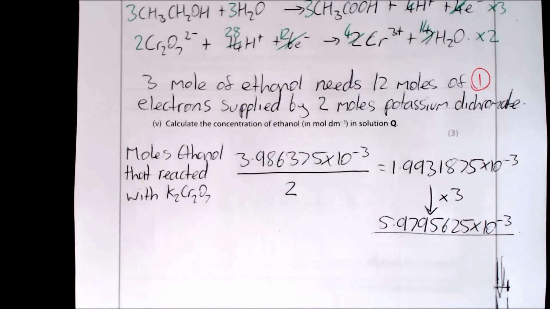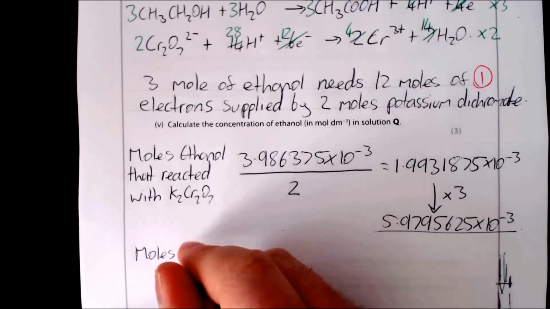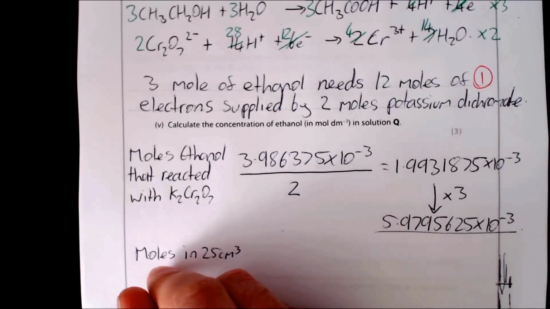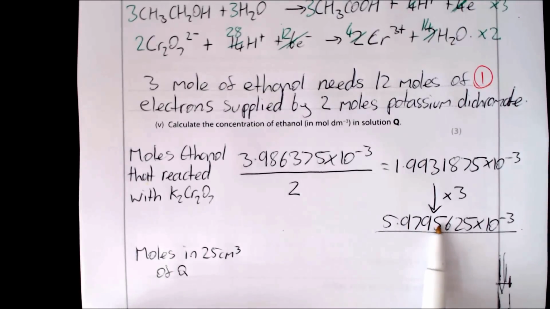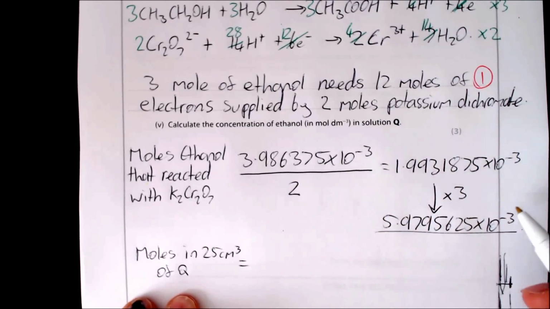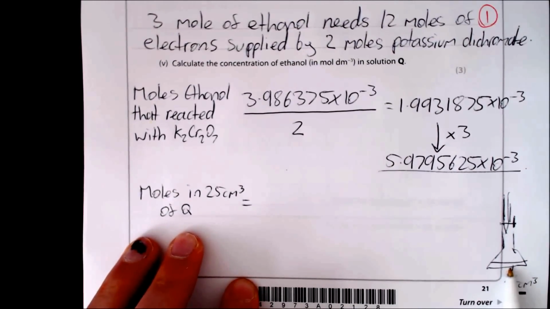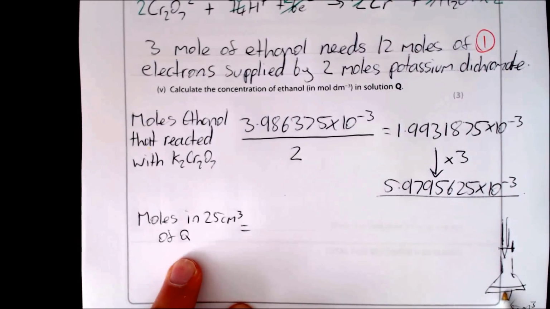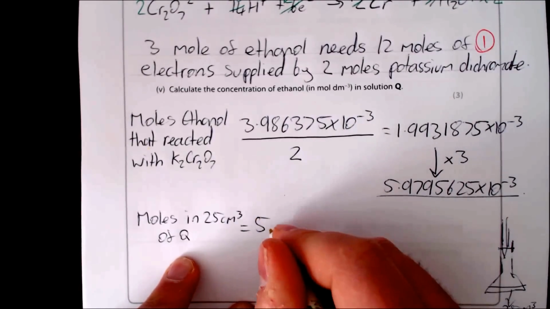So to do that, this is the tricky bit. I'll just write it over here to make it really clear. Moles in 25 centimeters cubed of Q. Remember, this is the original amount. We need to take this number of moles, which is the diluted one, and times it by 10, because we are multiplying it by a factor of 10. Remember, this 25 centimeter cubed portion was a tenth of the diluted solution. So to work out what it was for the whole amount, we just need to multiply it by 10.